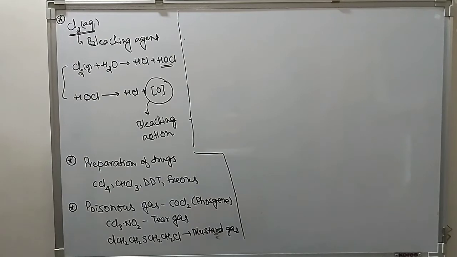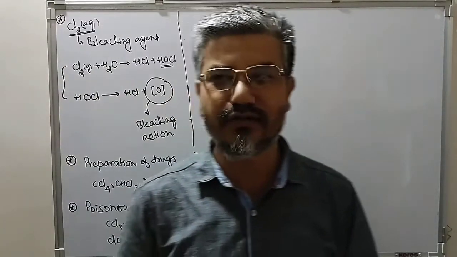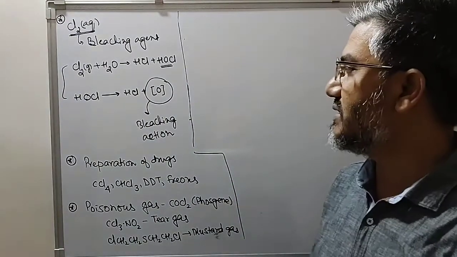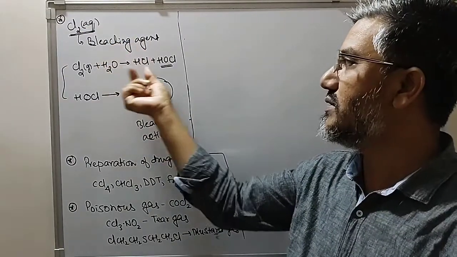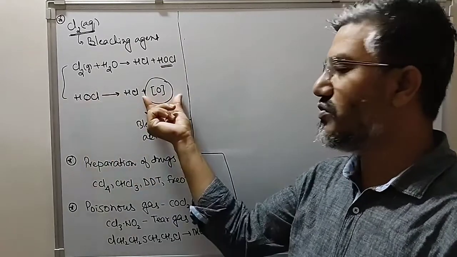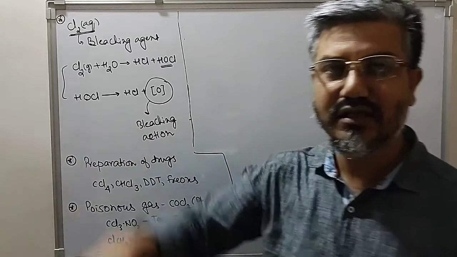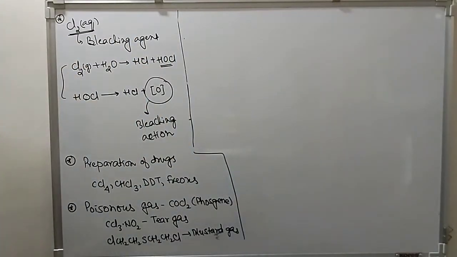Now chlorine is also used for sterilizing drinking water, often marketed as chlorine tablets. This is the reaction. When chlorine is dropped in water, this gives you HCl and HOCl. HOCl decomposes to give nascent oxygen, and this acts as a powerful oxidizing agent. This kills the microbes and germs present in the drinking water.